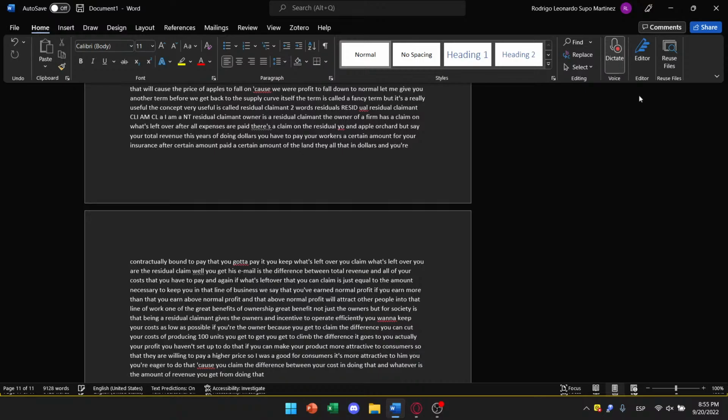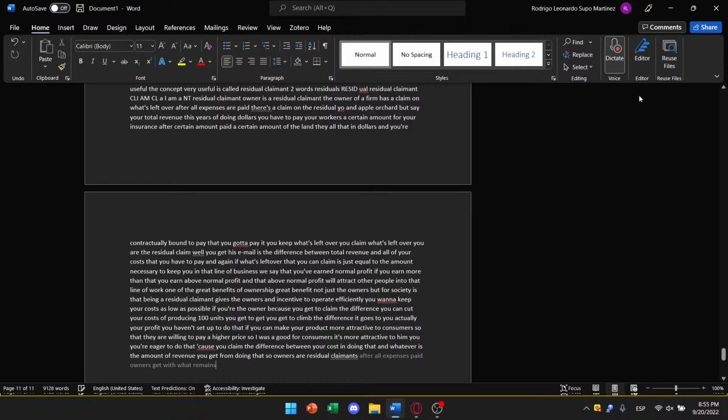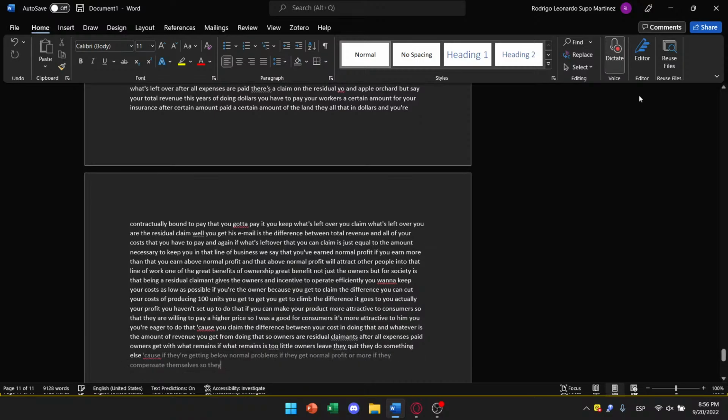So owners are residual claimants. After all expenses paid, owners get what remains. If what remains is too little, owners leave. They quit. They do something else. Because they're getting below normal profits. If they get normal profit or more, if they compensate themselves for what they otherwise could, or more than that, they stay in that line of work.